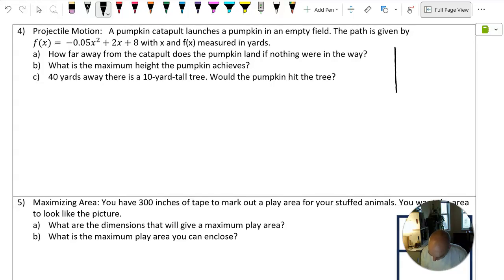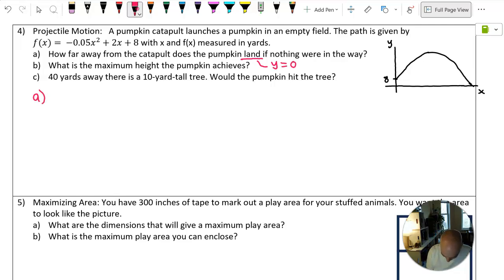So we can imagine that the catapult is maybe placed at the origin right here, and the initial value we can see is 8 when x is 0, so from a height of 8 feet, the pumpkin is going to go up and then down, and it's going to reach some distance, and this is our x, and this is our y, and this is just a picture of that pumpkin's path. All right, so the first question is, how far away from the catapult does the pumpkin land if nothing were in the way? Well, looking at the graph and imagining the situation, the pumpkin lands when y equals 0.